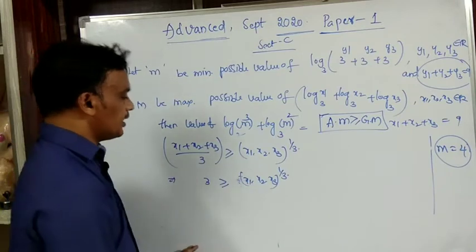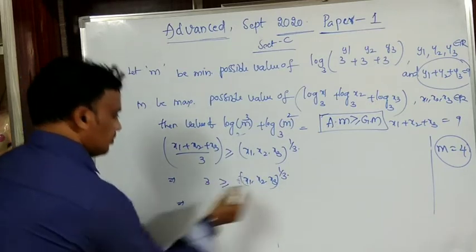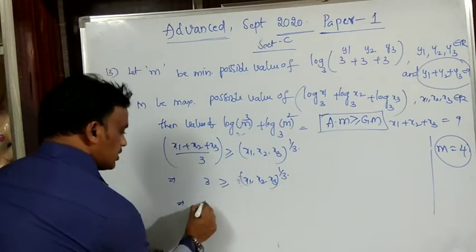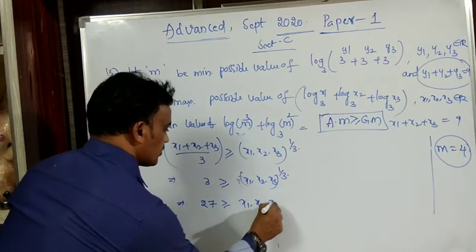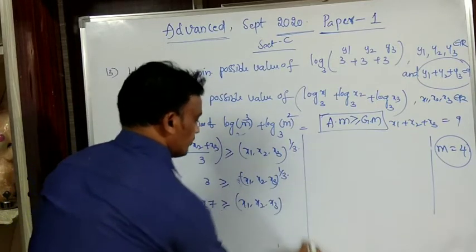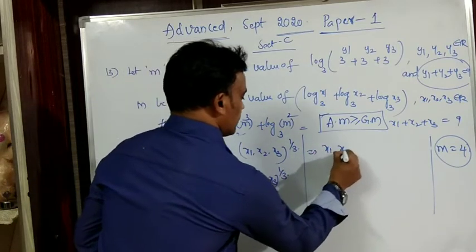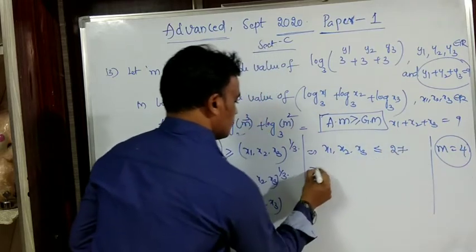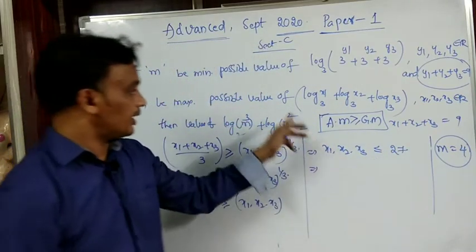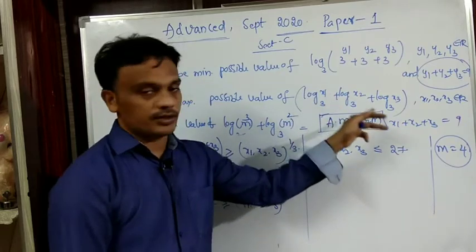Now apply the logarithm on both sides, or else simply cube both sides, which gives 27 greater than or equal to x1·x2·x3. Cubing on both sides, I can write x1·x2·x3 is less than or equal to 27. Now apply the logarithm on both sides, according to base 3.